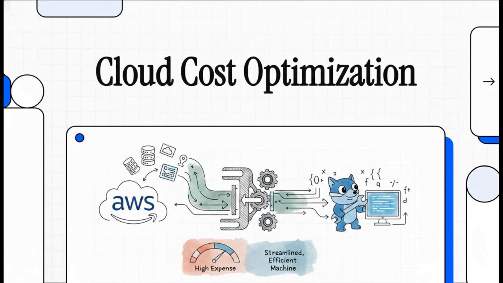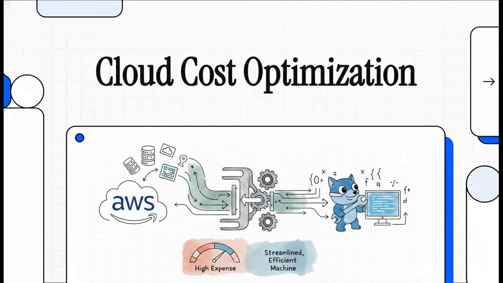Today, we are tackling a massive and honestly frequently overlooked challenge in modern IT, and that's cloud cost optimization. Specifically, we're going to look at how combining AWS with the Go programming language can literally transform your cloud infrastructure from a confusing, sprawling expense into a streamlined, highly efficient machine.